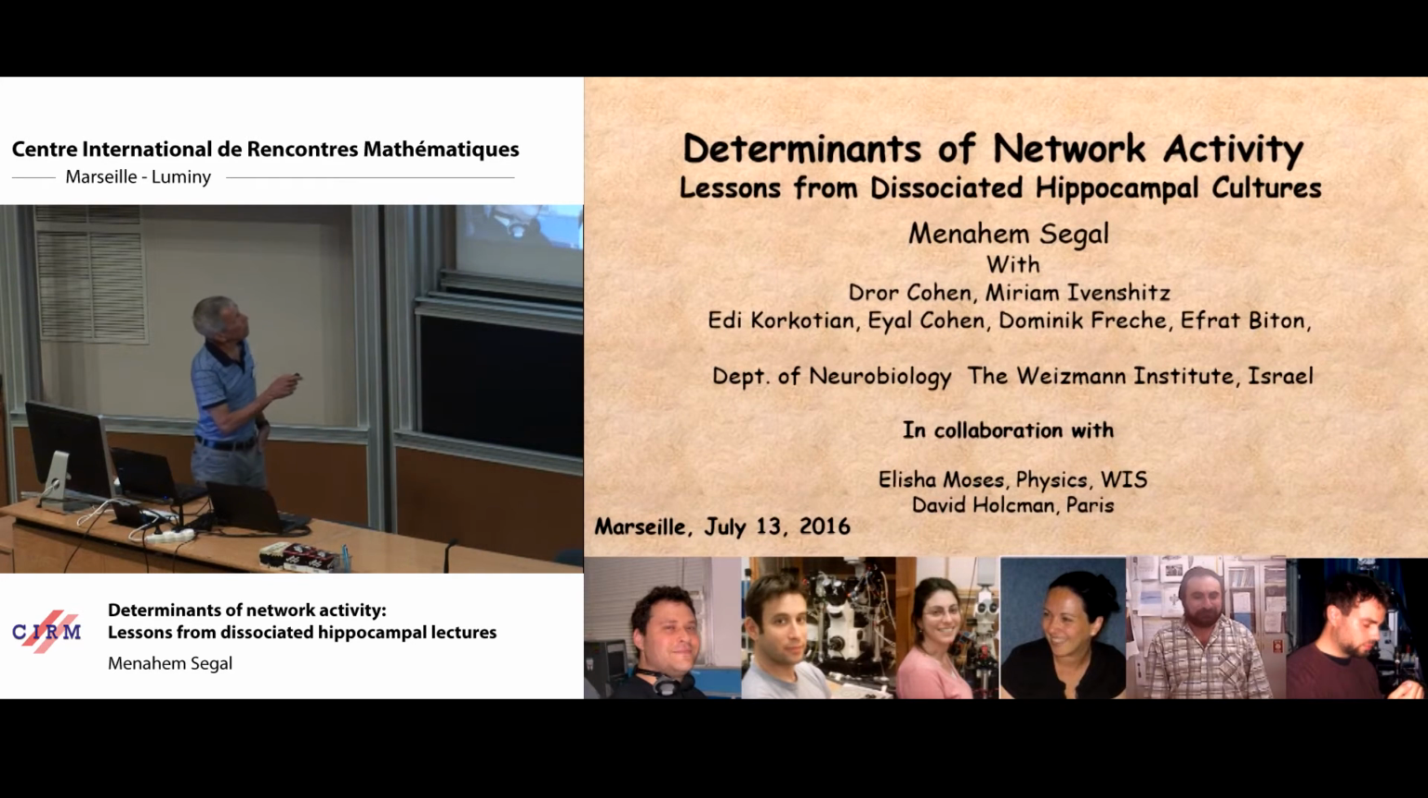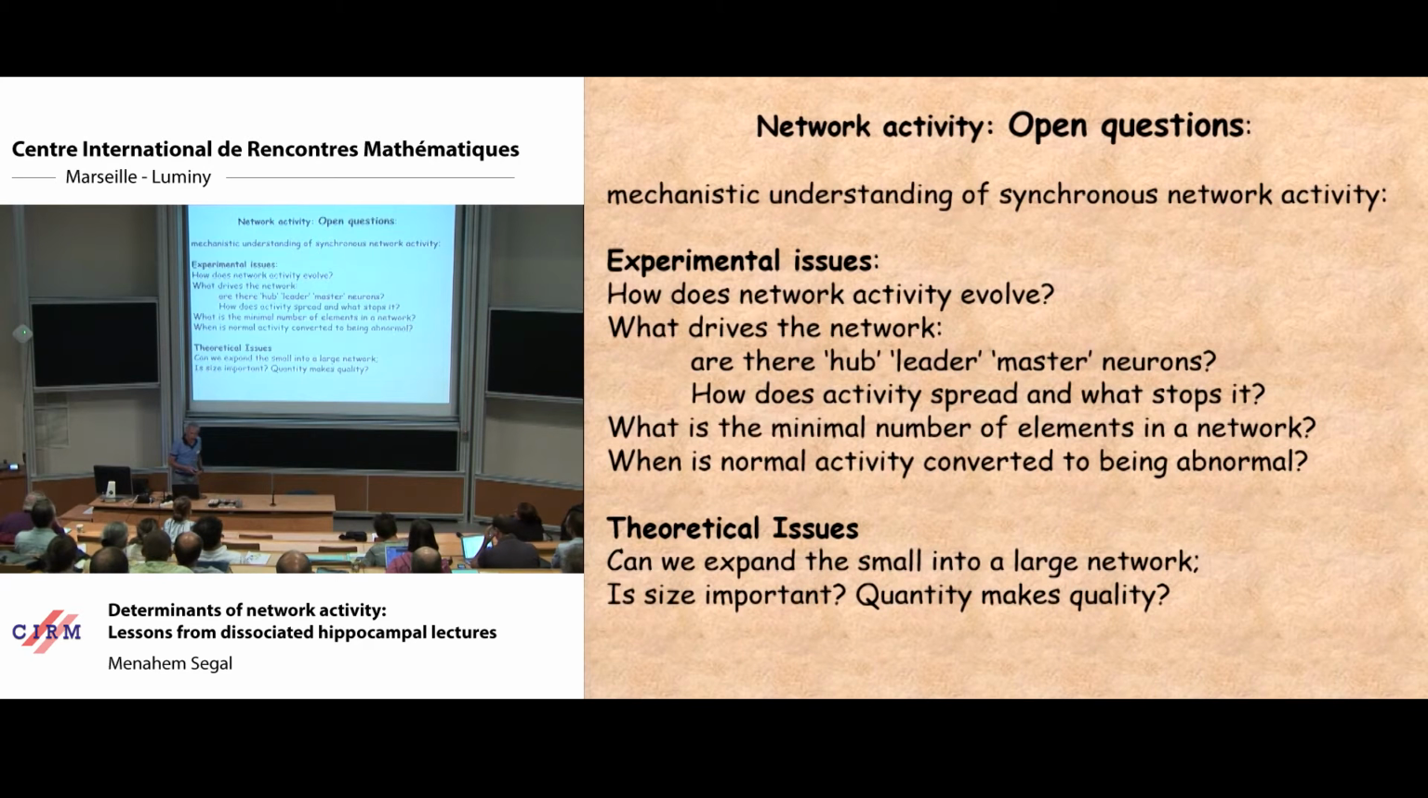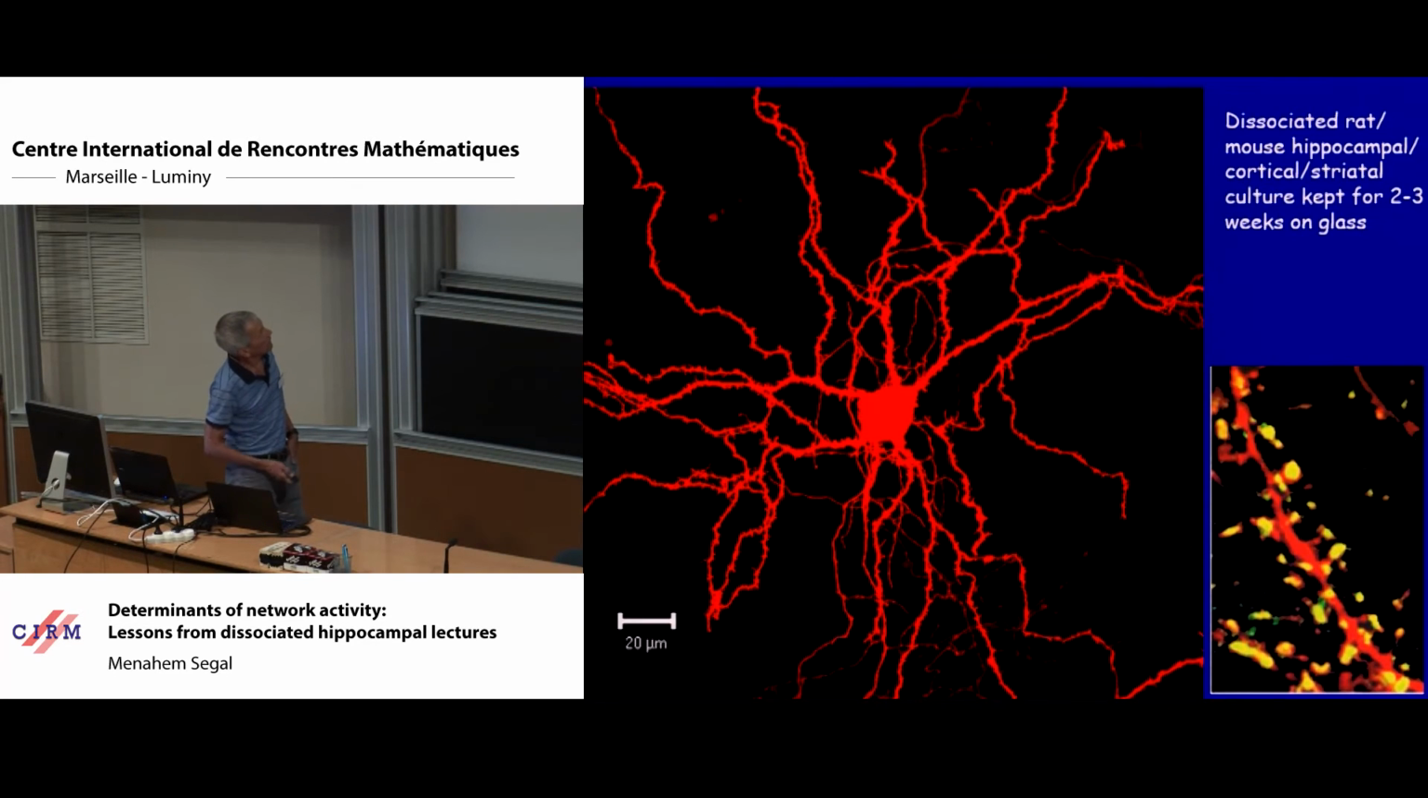And we're going to talk about determinants of network activity. All the work that I'm going to present today has been done in tissue culture neurons. So I may not convince you that we know how the brain works, and for sure I'm not going to convince you that I have a cure for Alzheimer's, but as you will see, this is fun.